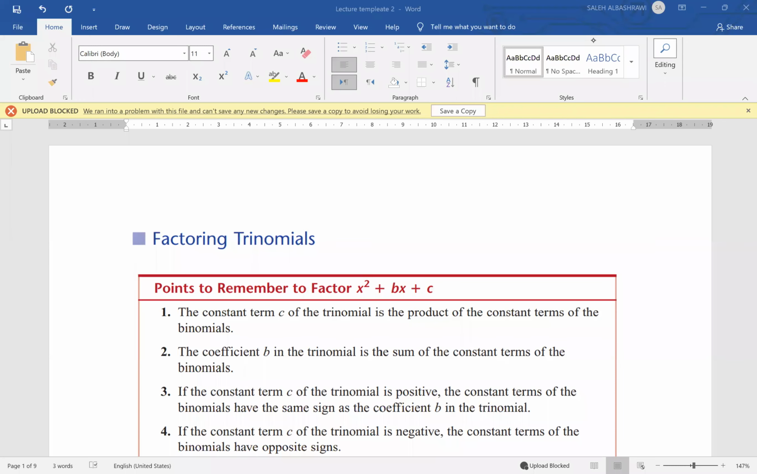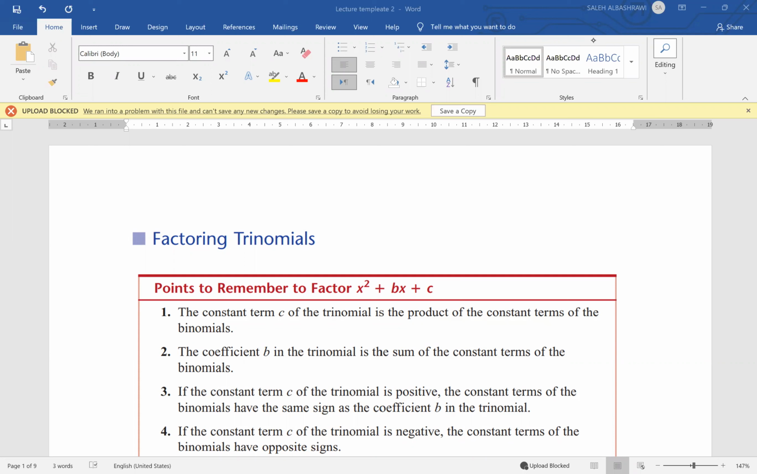Bismillahirrahmanirrahim. Welcome to the second part of this topic, which is the factoring of polynomials. In the first part, we spoke about factoring using the greatest common factor, or taking out the greatest common factor. In this part, we are going to speak about the factoring of trinomials.